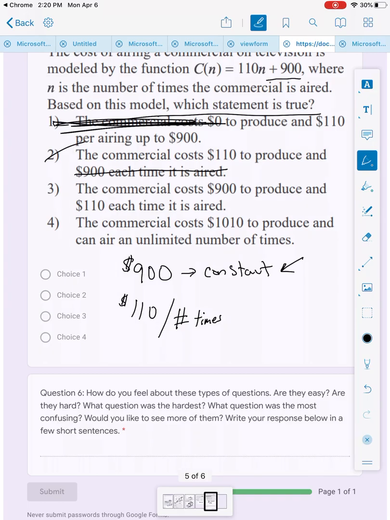Let's read our next choice. It says the commercial costs $900 to produce and $110 each time it is aired. Well, there's our variable attached to the $110. And the constant of $900 is unchanged. Clearly choice 3 should be my answer.